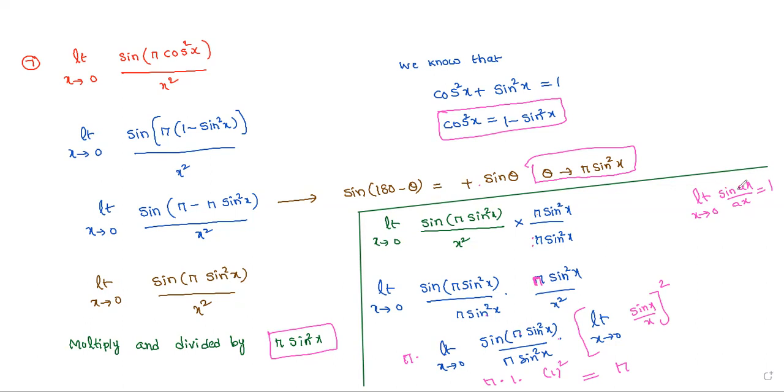So this is the formula: sin ax by x has value 1, also limit x tends to 0, sin x by x has value 1. So 1 into pi into 1 into 1 square, that means pi into 1, pi.